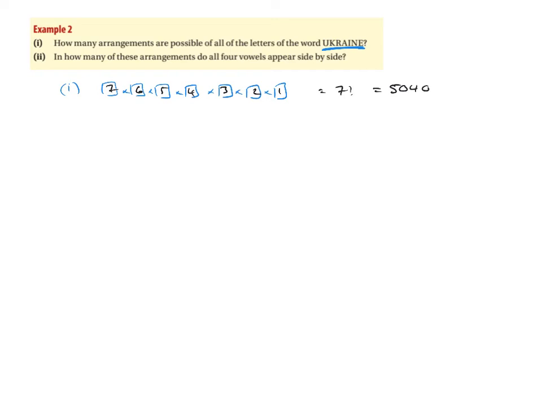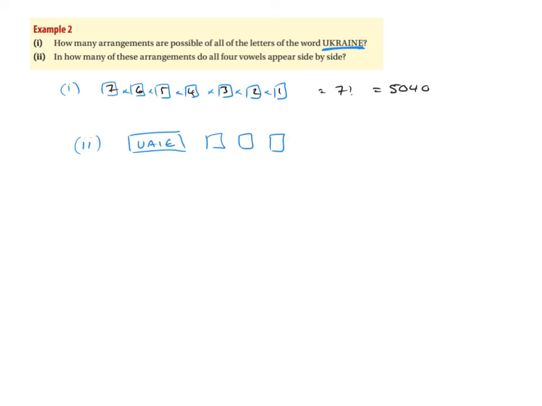Okay, now how do we do with all the 4 vowels appearing side by side? Okay, so I'm going to use near enough the same method. So what I'm going to do is make a super tile. So this super tile has U, A, I and E in it. And that means that I've got the other 3 tiles, so I could have K, R and N. So we know that these 4 tiles have to be next to each other. So I put them into a big super tile, which means that there are the other 3 boxes that are here.